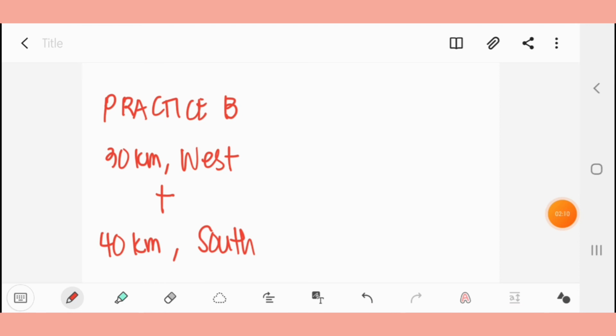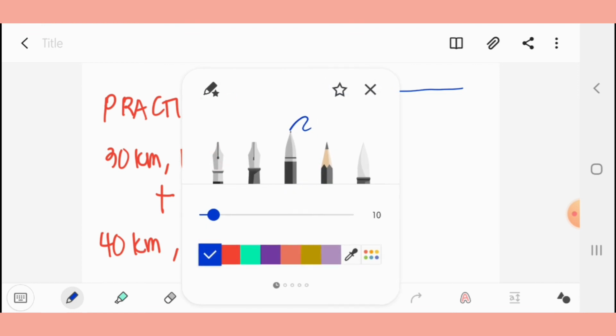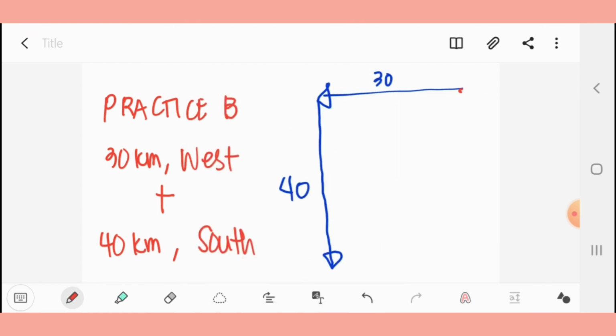Now we have another example in practice B: 30 kilometers west plus 40 kilometers south. That is 30 kilometers west plus 40 kilometers south. Therefore, our resultant must be from here to your end point. This is now your resultant.